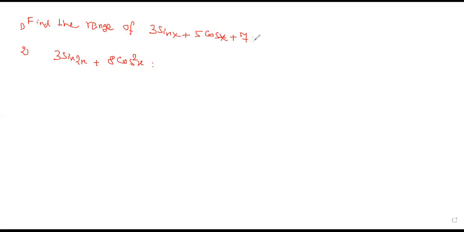Can you tell me the answer of the first question? 3 sin x plus 5 cos x plus 7, minus 1 to 15. It is correct, minus 1 to 15 with close bracket. Yes, sir. Okay, very good. Second question. I haven't done that.